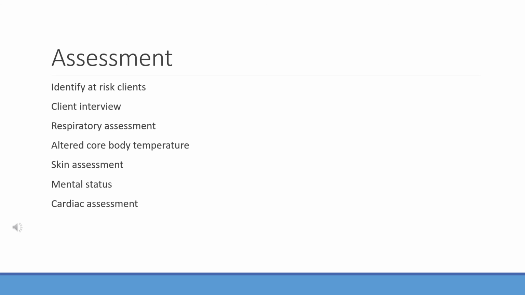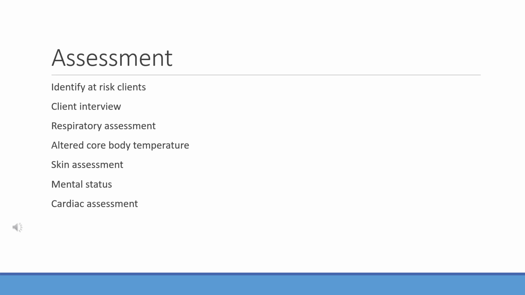Respiratory assessment. We need to assess for increased work of breathing, their respiratory effort. Do we hear any noisy respirations, diminished breath sounds to indicate atelectasis? Are they having any dyspnea, tachypnea, intercostal or substernal retractions? Are they using any accessory muscles to breathe?